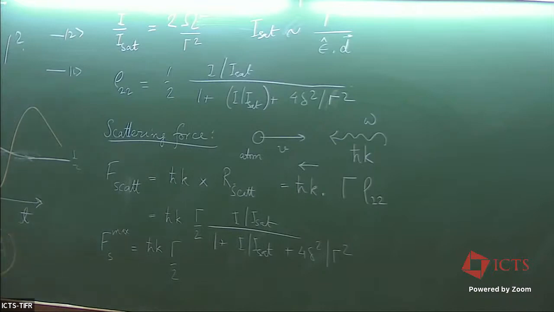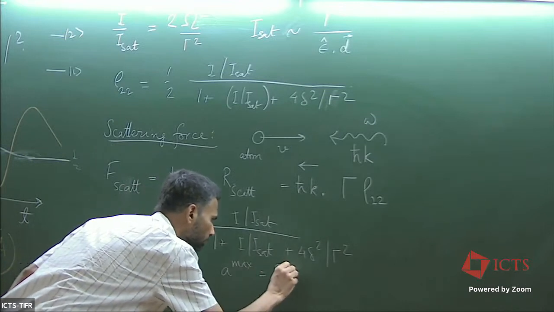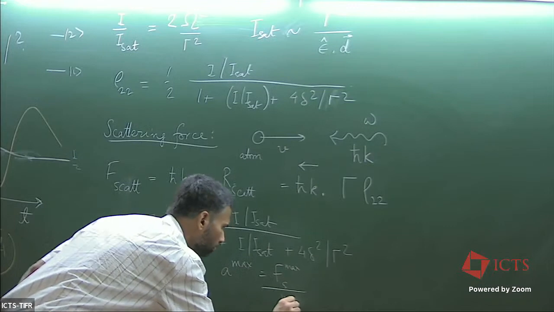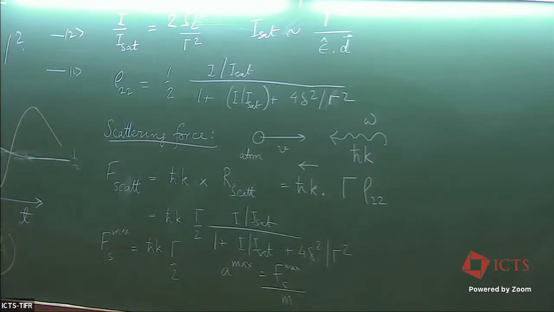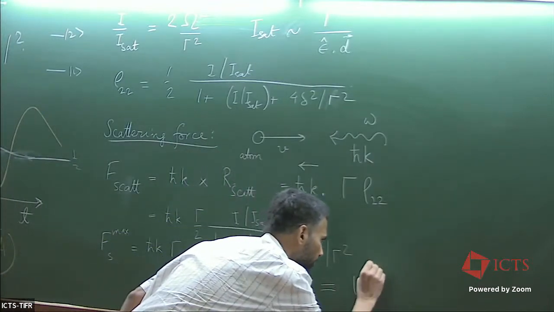Any idea how much acceleration this produces? Remember, the maximum acceleration a max is basically this F max, the strike force, divided by the mass of the atom, right? Any idea how much it is? Wild guess. Let's say gravitational acceleration is around 10 meters per second squared. Do you think it's more than that, less than that? More than that. How much more? While the photon is a nice little fellow, this number is 10 to the power 5 g.